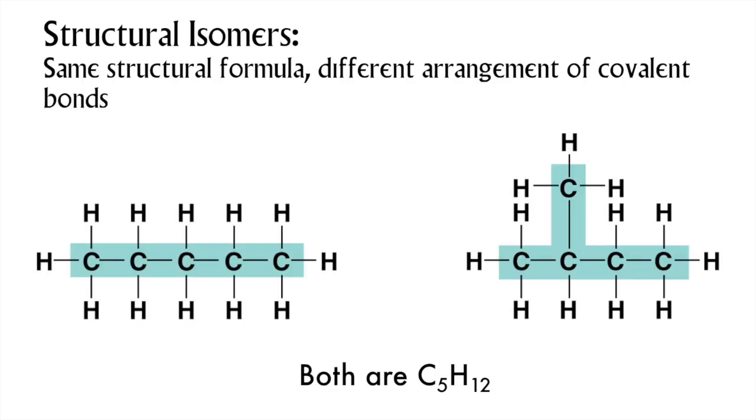Structural isomers are compounds that have the same molecular formula, but a different arrangement of the covalent bonds. As you can see, in these two molecules, both have 5 carbons and 12 hydrogens. Go ahead and count if you don't believe me. But they have a different arrangement of covalent bonds. On the left, pentane, a linear molecule. And on the right, 2-methylbutane, which is a branched molecule.